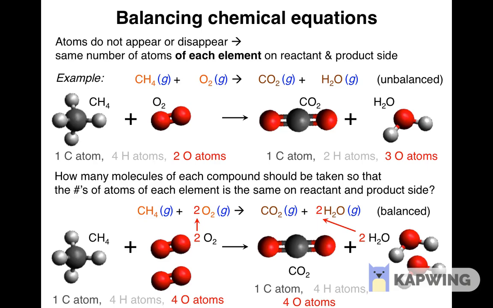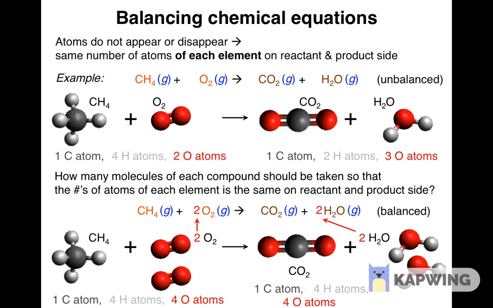A balanced chemical equation is like a recipe. In our example, it tells us that if we take one methane molecule and two oxygen molecules, we will have enough atoms of each type to make one carbon dioxide molecule and two water molecules. And no atoms will be left over.